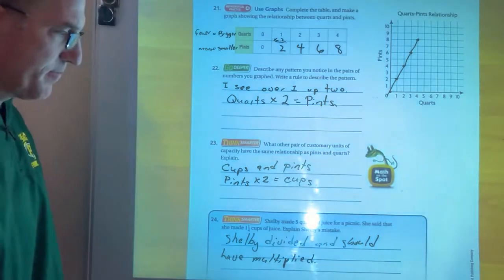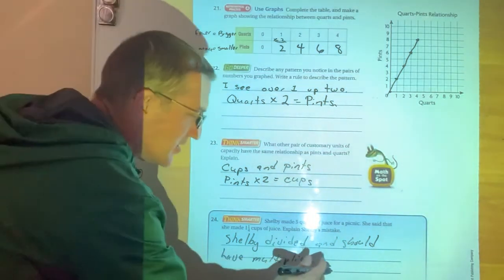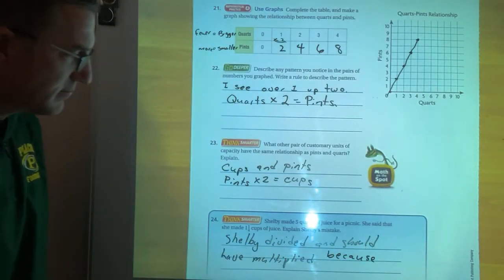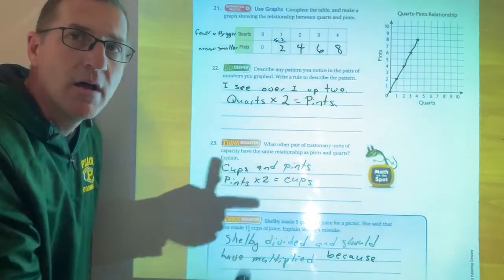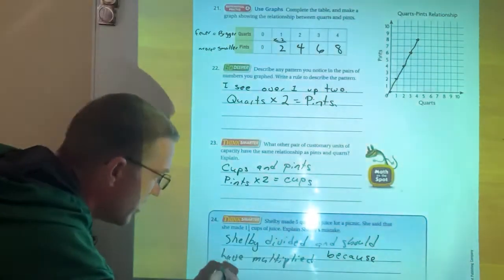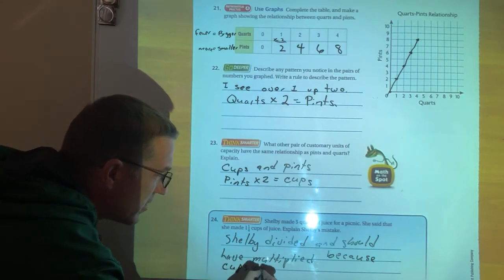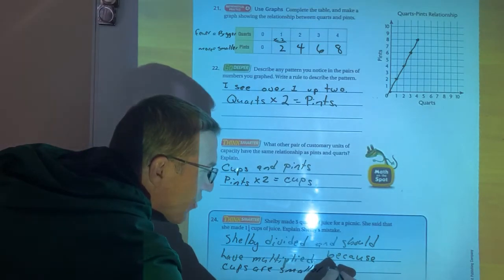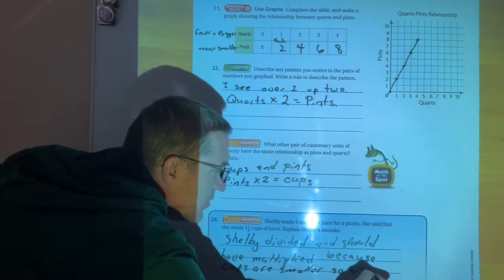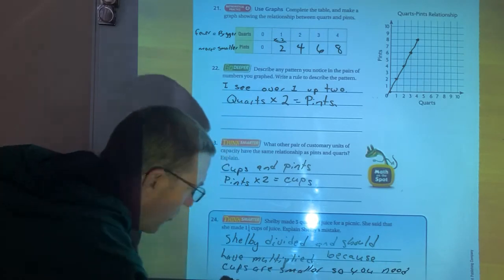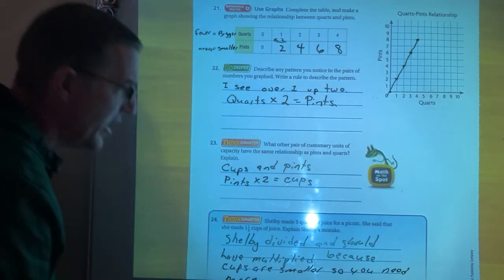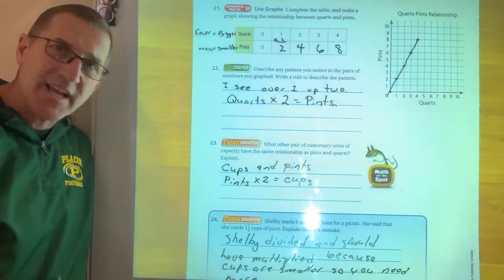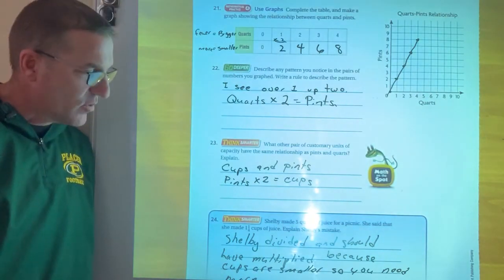All right. Because, I mean, it says explain. Let's just put a because here. Because cups are smaller. So you need more. Smaller means more. And she divided by 4. She should have multiplied by 4. So 5 times 4 is 20. 20 cups for 5 quarts. That makes a whole lot more sense.